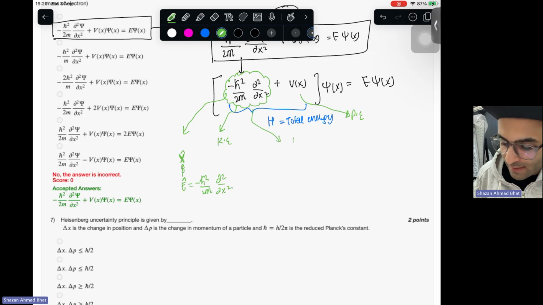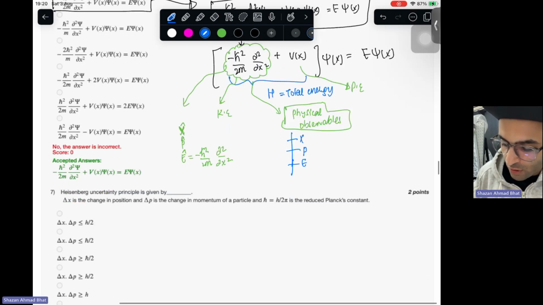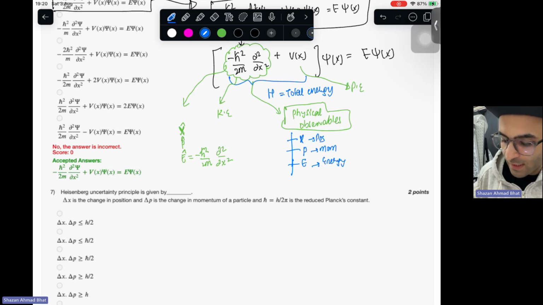So when you quantize the physical variables, physical observables are something you measure in an experiment, and they are position, momentum, and the energy. That is what you measure experimentally. That's why they are called physical observables.